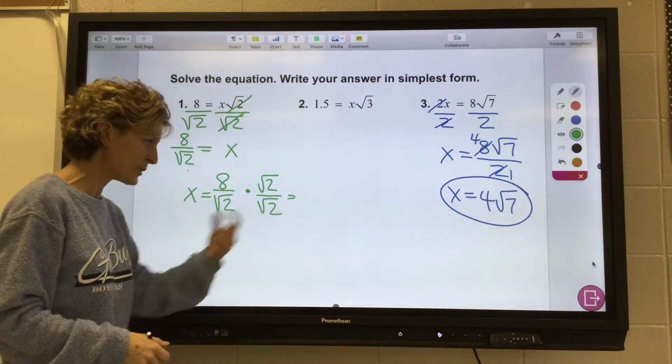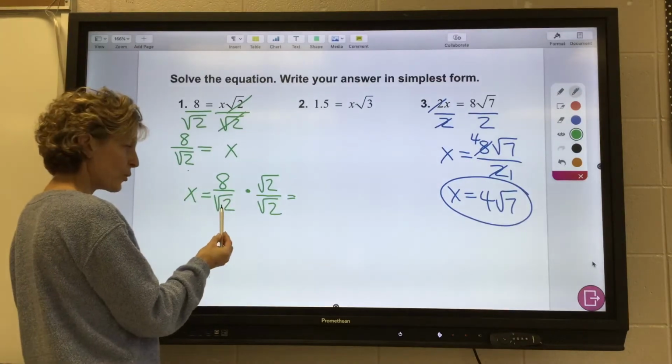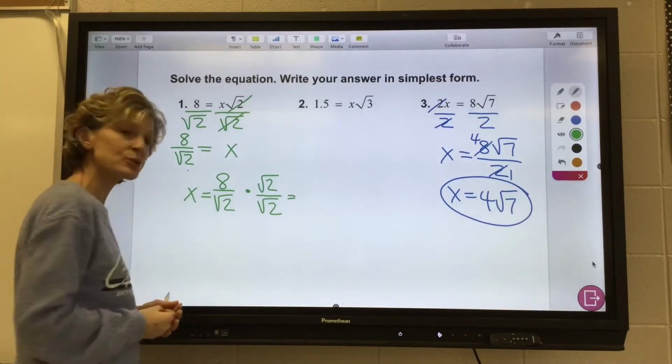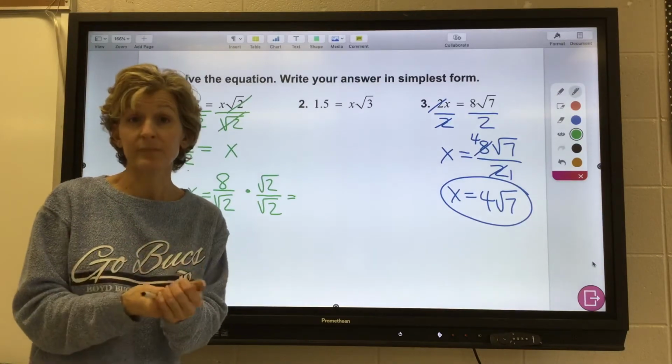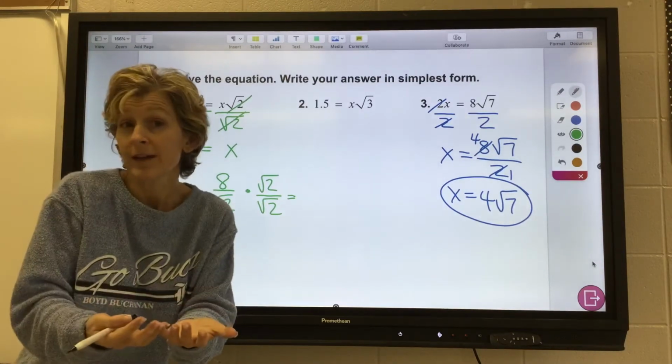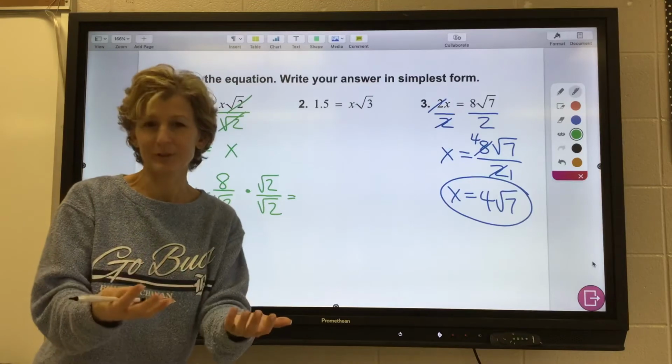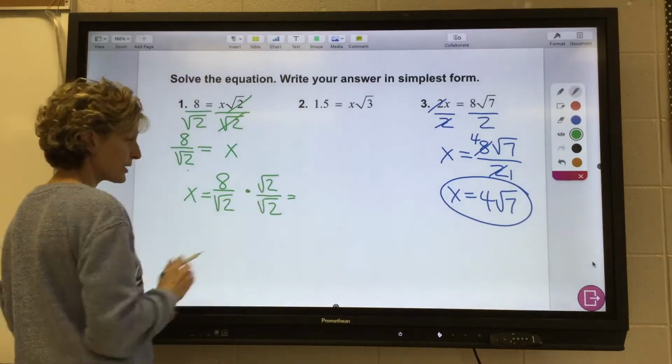Secondly, the reason I'm doing this is because, think about it. What is the square root of 2 times the square root of 2? When you have numbers under a radical, you multiply them. So that would be the square root of 4. And the square root of 4 is 2. So that solves the problem.